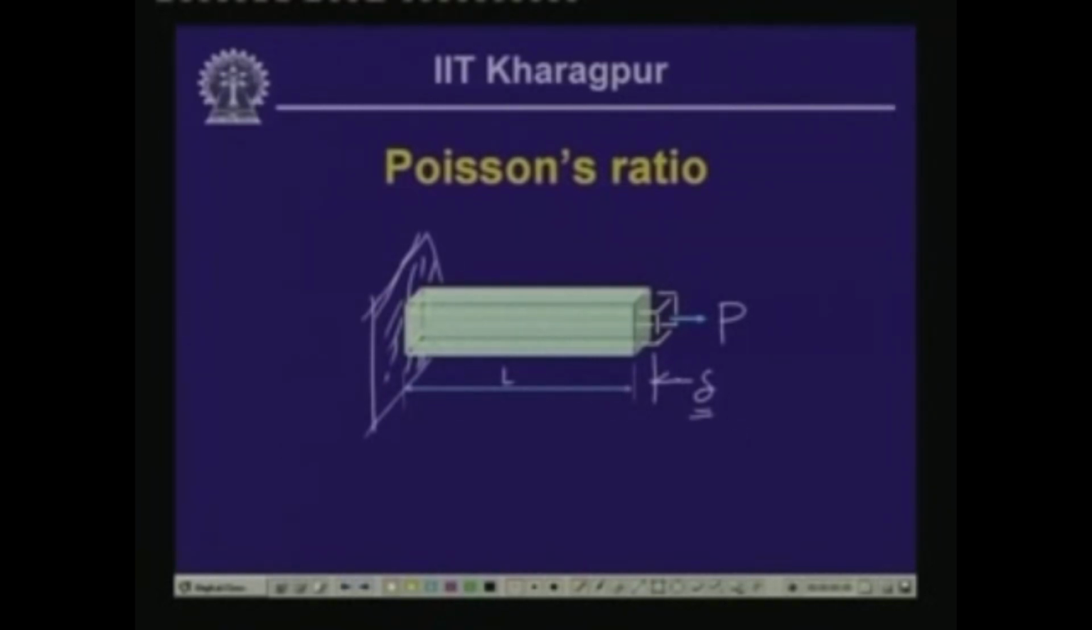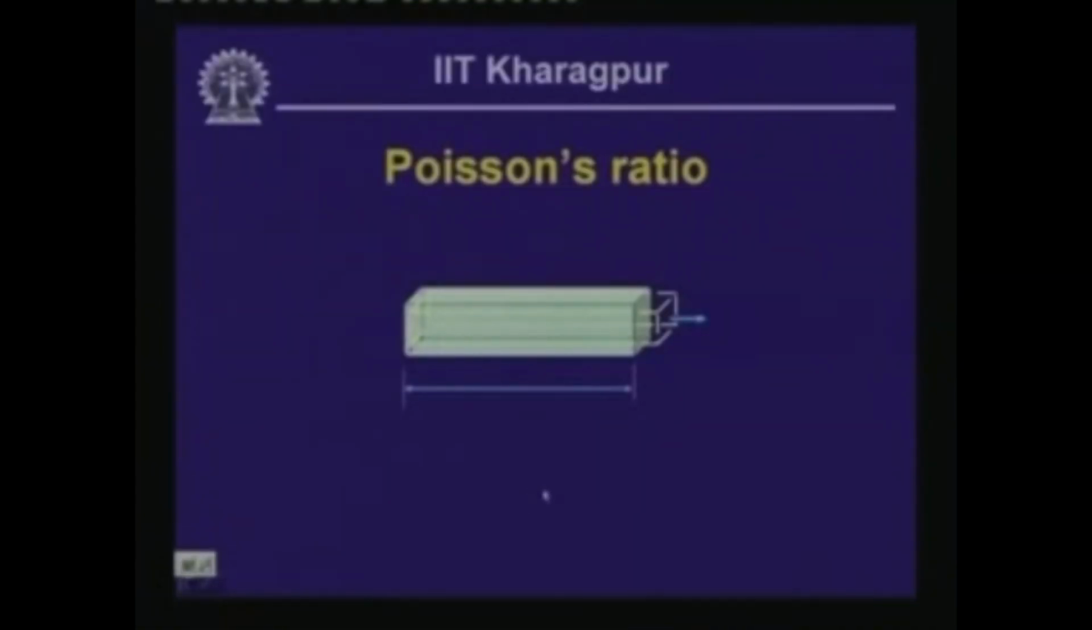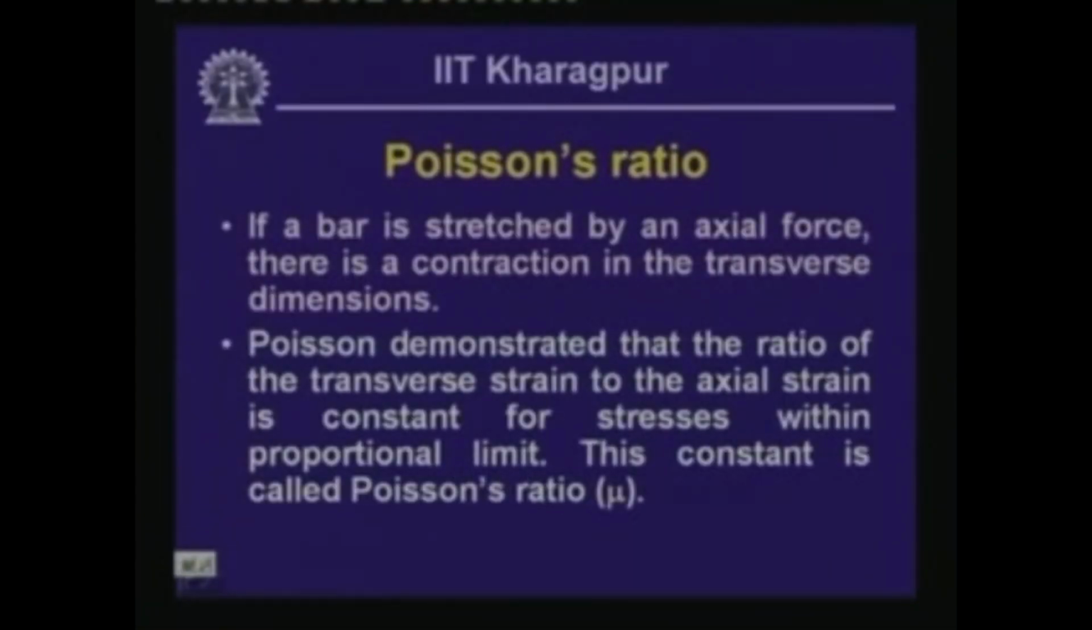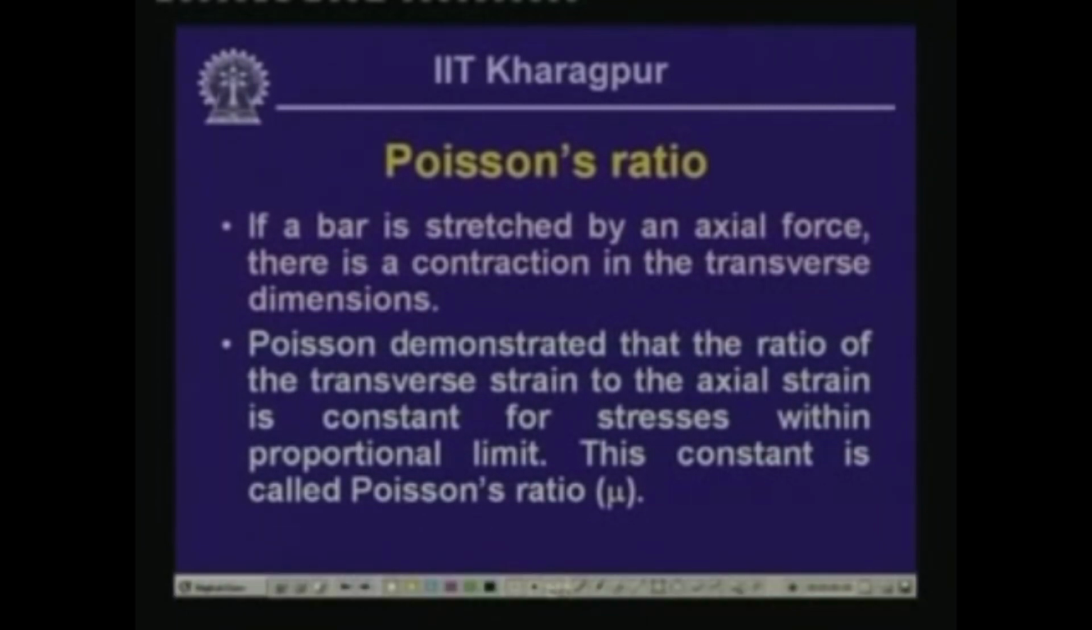Now, when this is being pulled, the bar undergoes deformation in other directions as well. In fact, when it is being pulled or elongated in the axial direction, it undergoes contraction in other directions. And this is an interesting point, that if it is stretched by an axial force, then there is a contraction in the transverse dimensions as well.